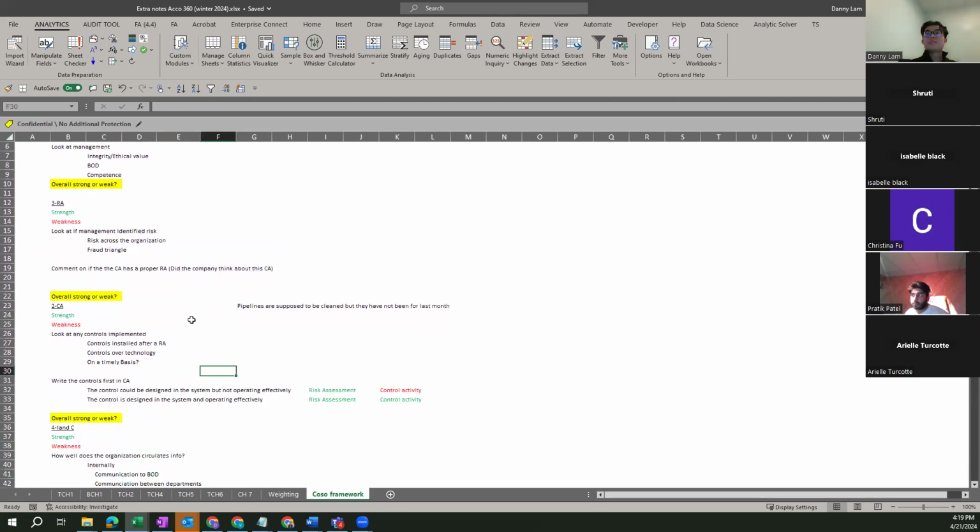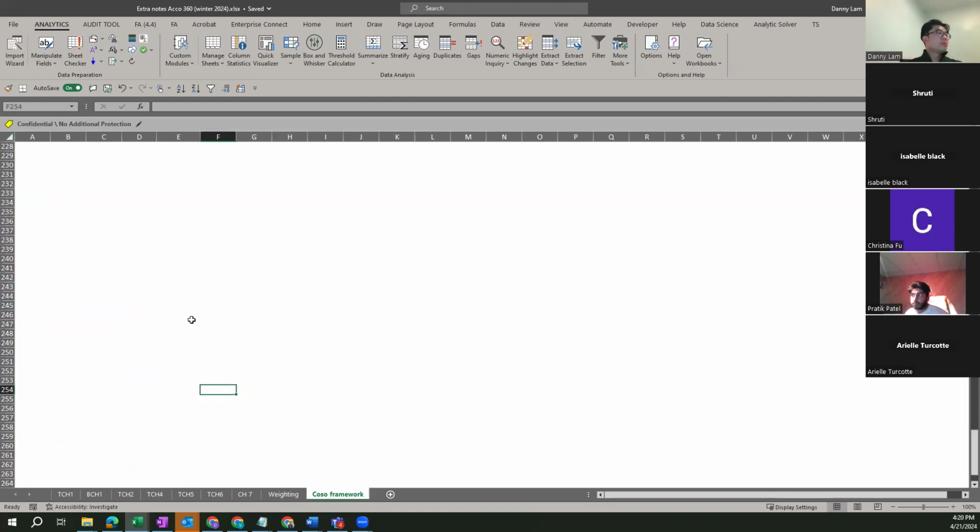Using control activities and risk assessment. Yeah, so here, maybe Isabel, could you tell me, is there a risk assessment in this sentence? I mean, there's a risk, but it's being violated. No rule, like a policy. So yeah, that means there's supposed to be a control, but it's not being effective, but there's still a risk assessment. Yeah, exactly. So that's why you write the controls first in control activity. Pipelines are supposed to be clean, and so on. So yes, there's a risk assessment, but the weakness is that the control activity is not working. It's not there.